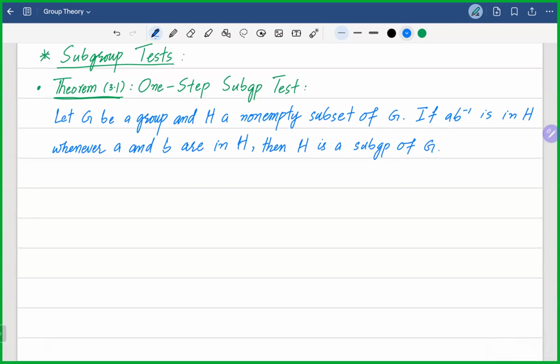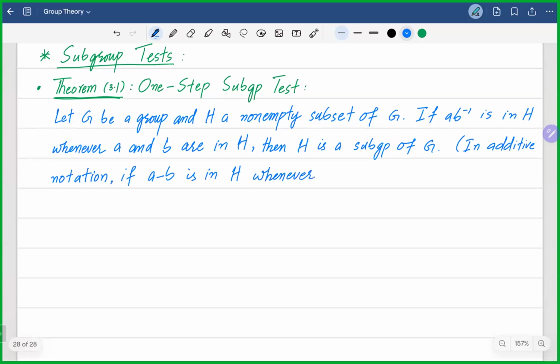Now, in additive notation, we say if A minus B is in H whenever A and B are in H, then H is a subgroup of G. Okay, so this is the statement, and we can actually prove this statement.